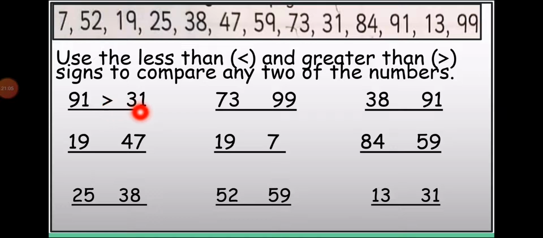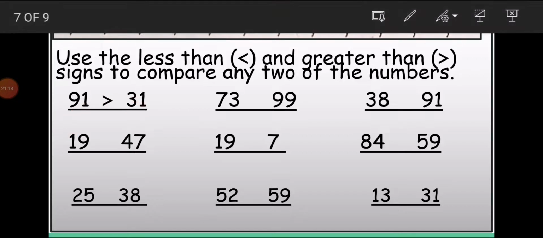91 is greater than 31. Why is 91 greater than 31? For doing this, again, you have to put the place values first. First number is 91, second is 31. So I am going to put the place value first. In 91, 1 is on the right side, so 1 is ones. The 9 is on the second place, so I am putting T for tens. In 91, 9 is tens and 1 is ones.